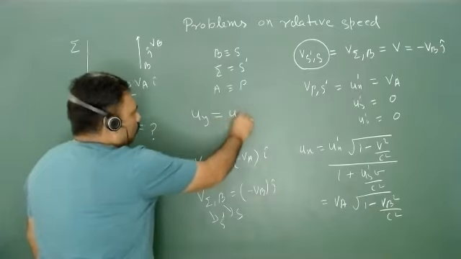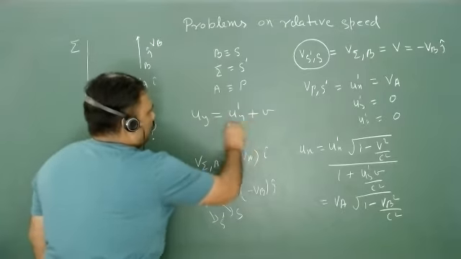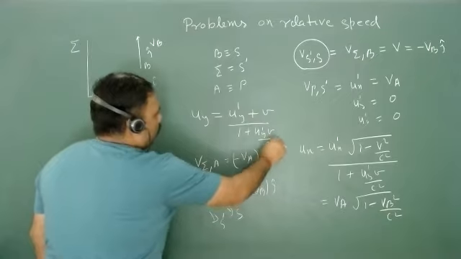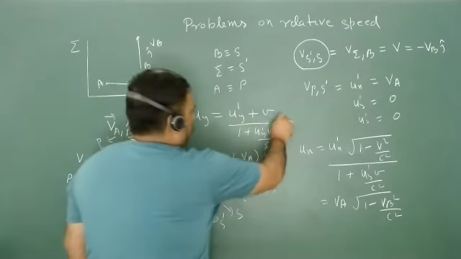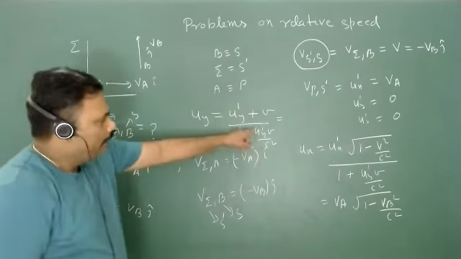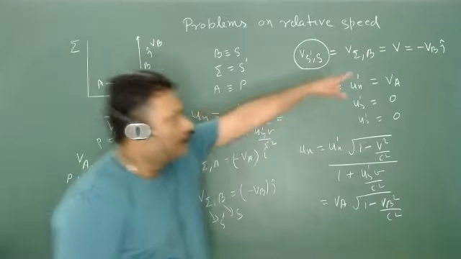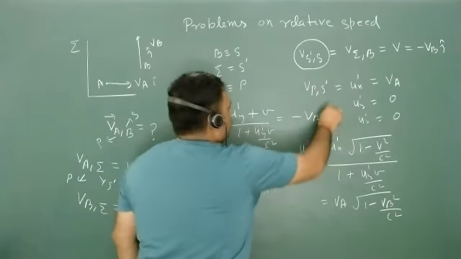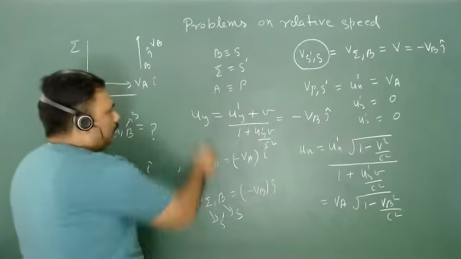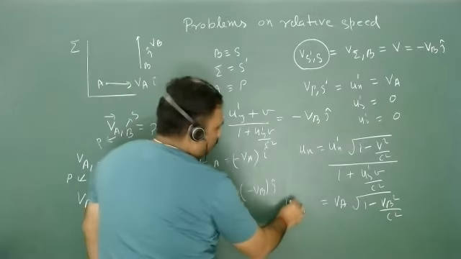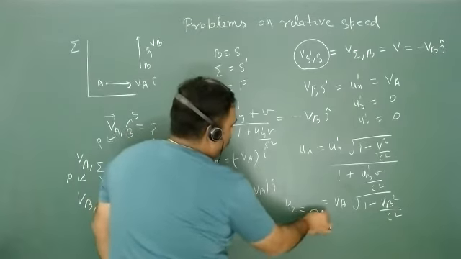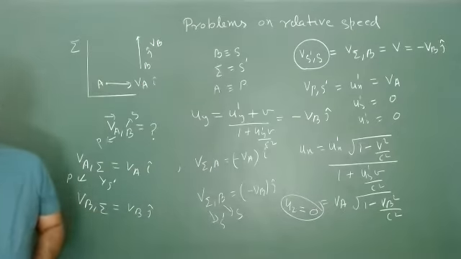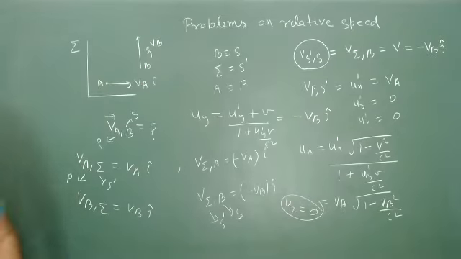uj is equal to uj dash plus v over 1 plus uj dash v upon c square. So what we can do, we can put this value, uj dash is 0, v is nothing but minus VB. So this will be minus VB in the j cap direction. And we can also calculate uz, and this value is equal to 0. So we can write this in a vector form.